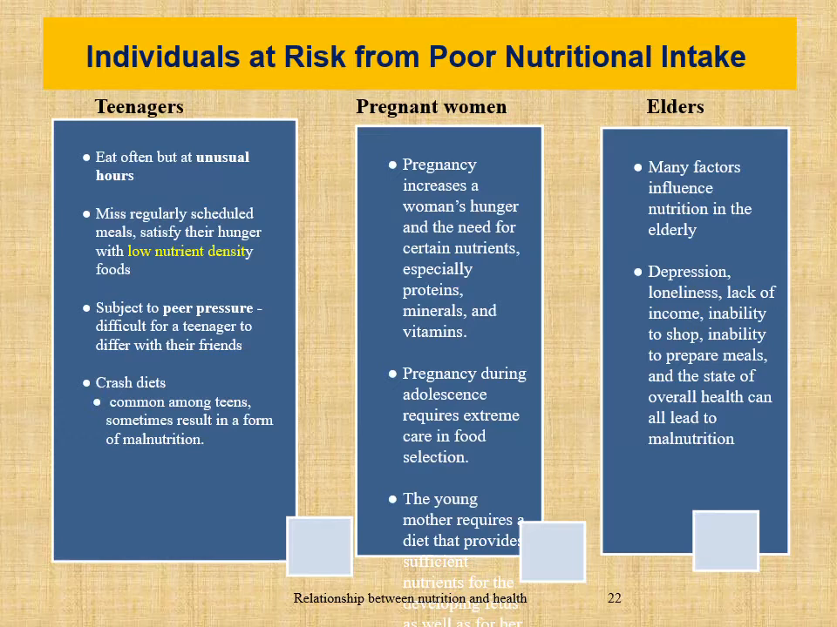There are many factors that influence nutrition in the elderly, such as depression, loneliness, lack of income, inability to shop, inability to prepare meals, and the state of overall health, which can all lead to malnutrition.